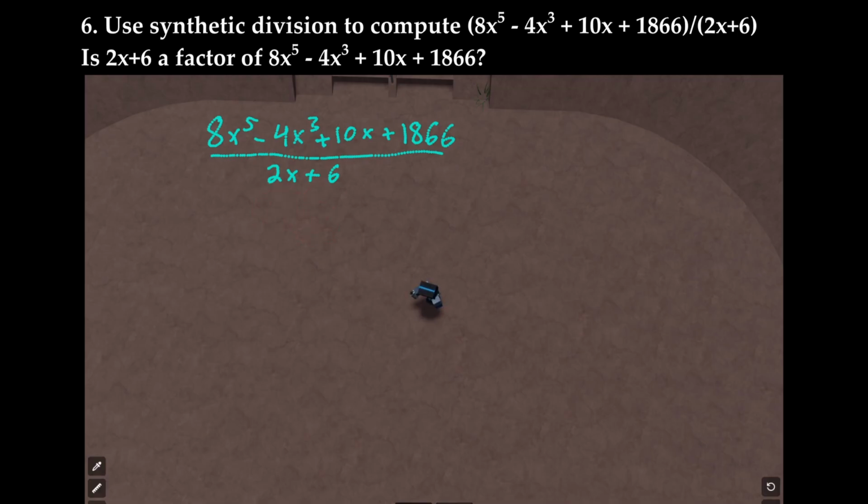Well, as always, Learn with Roblox does not give up. Here's what I'm going to do. I'm going to divide both the numerator and the denominator by 2. And this should make it such that we can do synthetic division. So what happens if I do that?